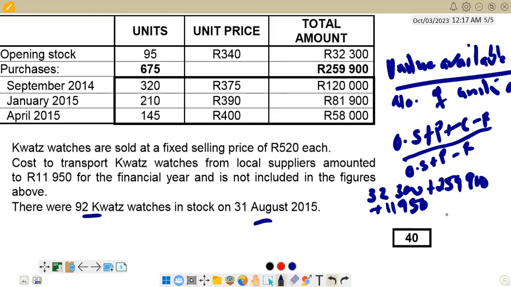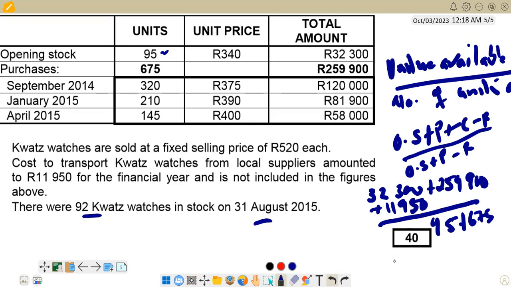So this is going to be our numerator. And then for our denominator, we'd also do the same in units. In units, we have got 95 here as our opening stock. So we are going to say 95 plus 675 in units. And we don't have any returns, so we are going to leave it like that.